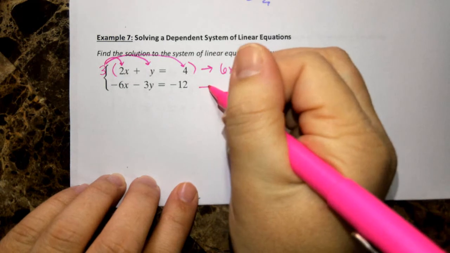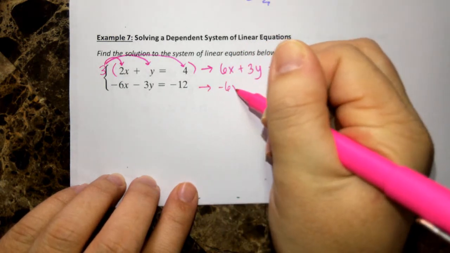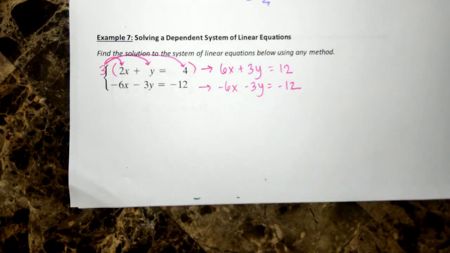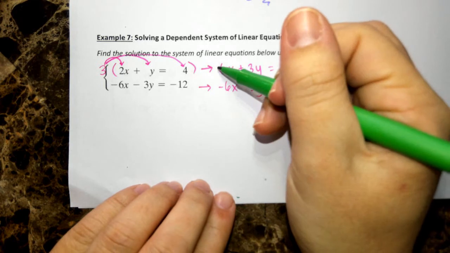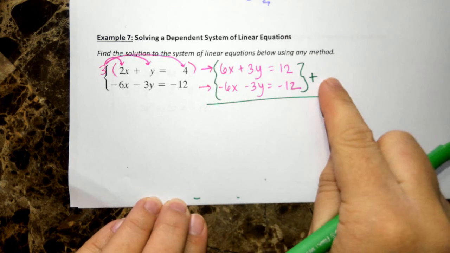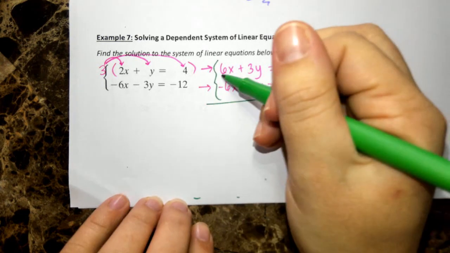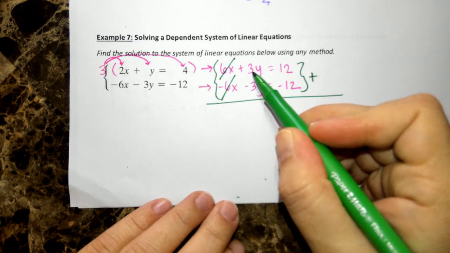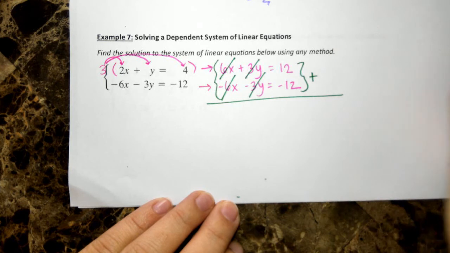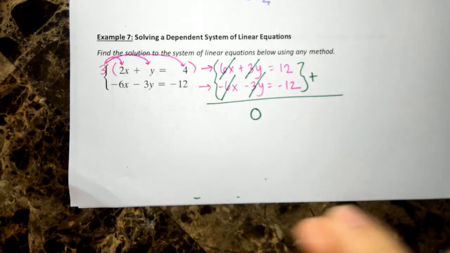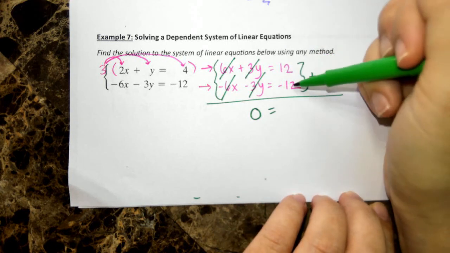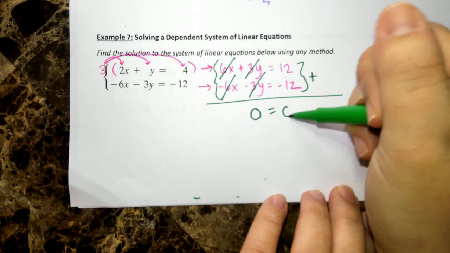Now notice I'm not changing the second equation. I'm just going to rewrite it right underneath. Okay, and now if I add up the two equations, I will get some cancellations. 6x plus negative 6x, well, that's 0x, so those cancel out. 3y plus negative 3y, well, 3 plus negative 3 is 0y, so those also cancel out. So once again, we have 0 left on the left-hand side. And on the right-hand side, I have 12 plus negative 12, which is 0.